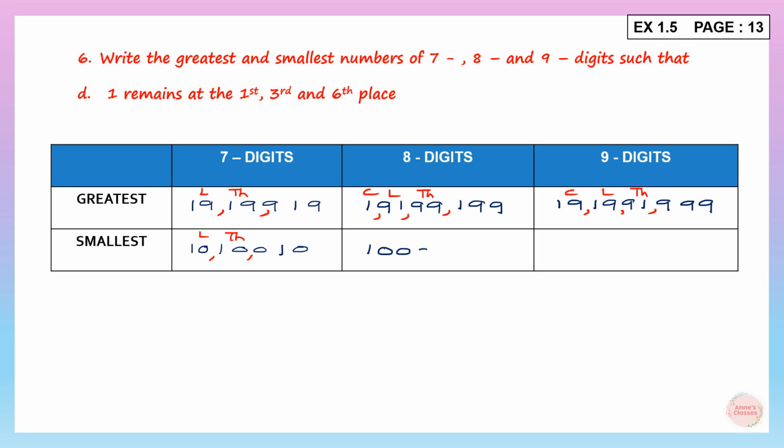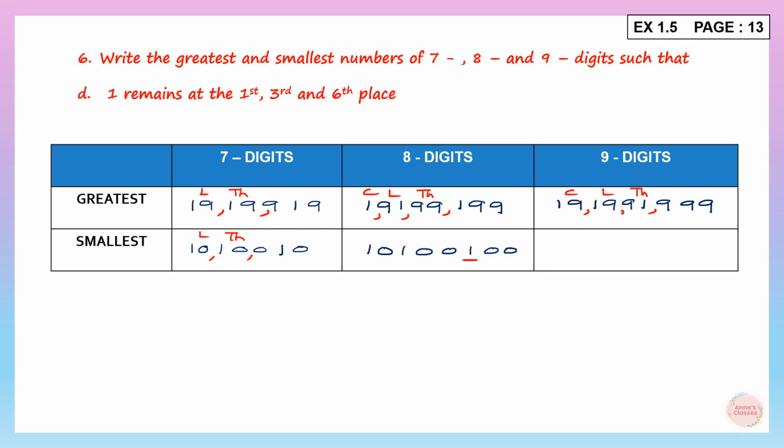1, 2, 3, 4, 5, 6, 7. Now in the first place, in the third place and sixth place, we should have 1. So 1, 2, 3, 4, 5, 6. These are the places. Here we already have a 1. So only in these two places we have to replace the zeros with 1. So let's put 1 here and 1 here.